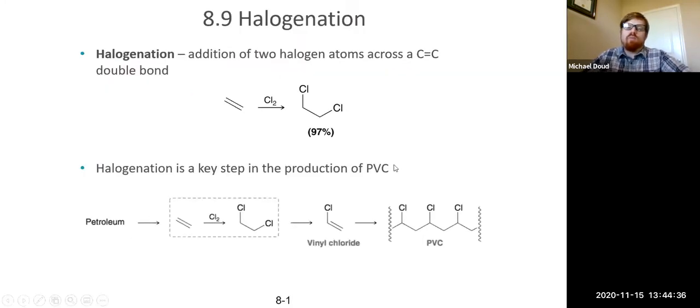We talked about this very briefly, but this is a key step if you're going to make polyvinyl chloride or PVC, which is a very important plastic. You make the dichlorine compound, and then you do a single elimination that gives you the vinyl chloride. Once you have the single elimination product, then you can polymerize it, which is something we haven't talked about, but you can take these alkenes and they do polymerization.